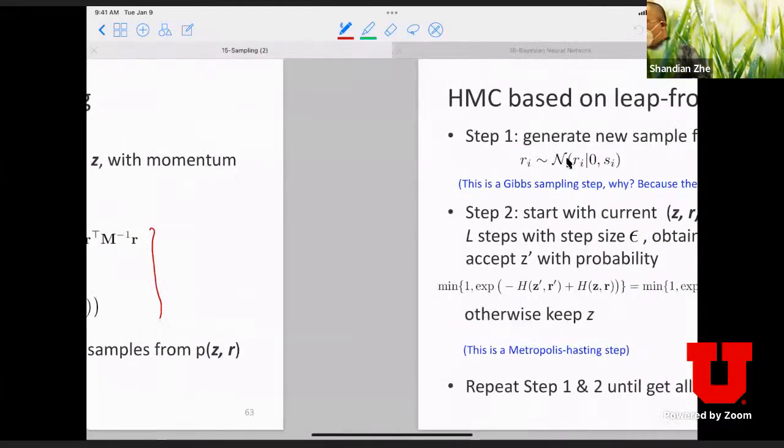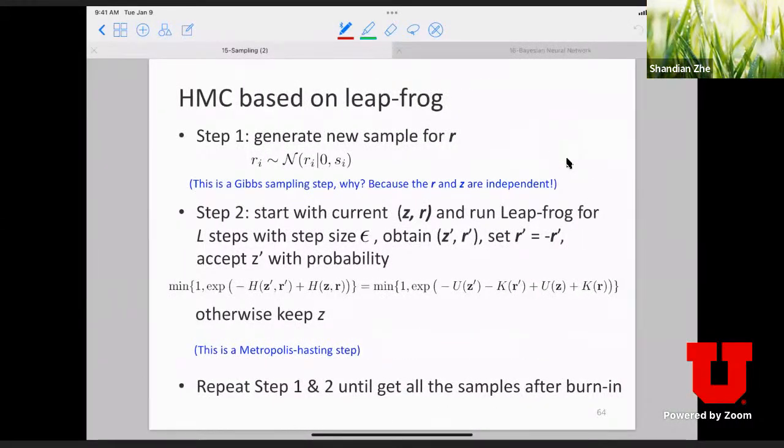So these are the steps of running Hamiltonian sampling based on the leapfrog method. As we mentioned, first, we generate a new sample for the momentum just from the Gaussian distribution. And this can be viewed as a Gibbs sampling step because this momentum R is totally independent of the random variable Z. So the prior is equal to the conditional posterior, so it's equivalent to a Gibbs sampling step.